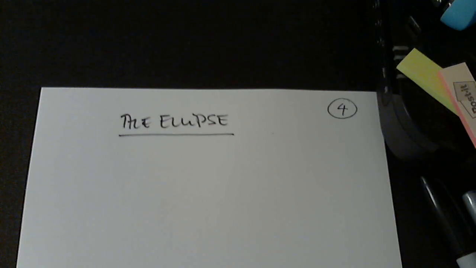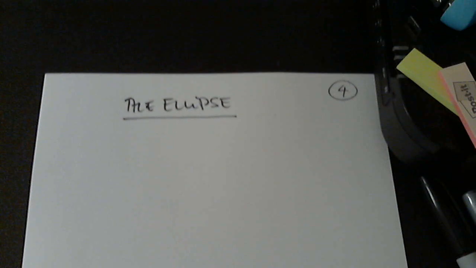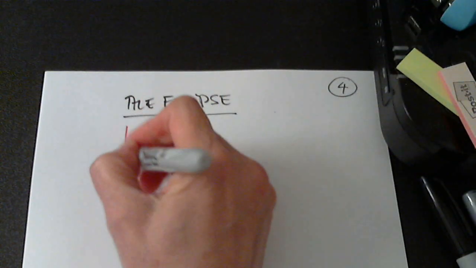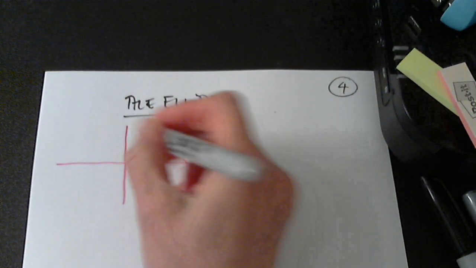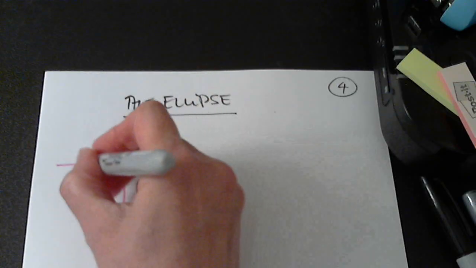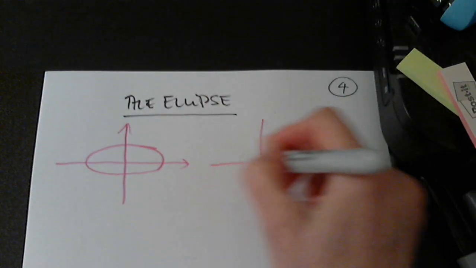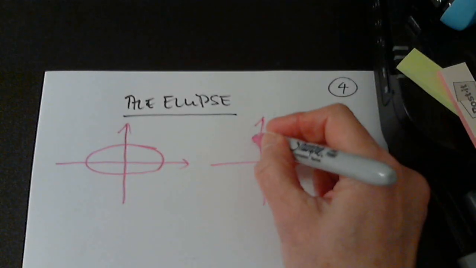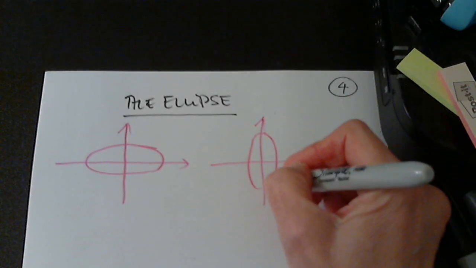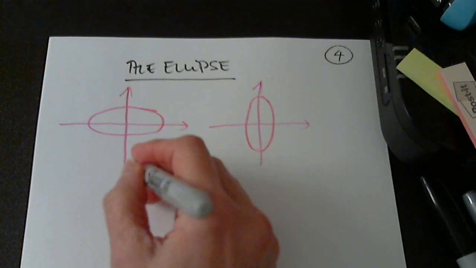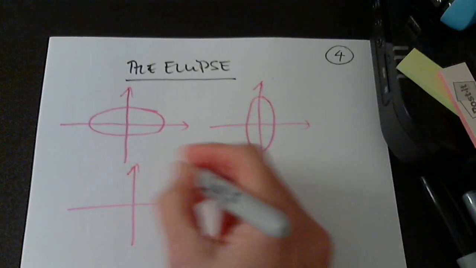Okay, perfect. So let's discuss the ellipse. This is, again, the third conic section. First of all, let's look at how the ellipse looks. This is one possibility. Here's another possibility. Here's a third one.